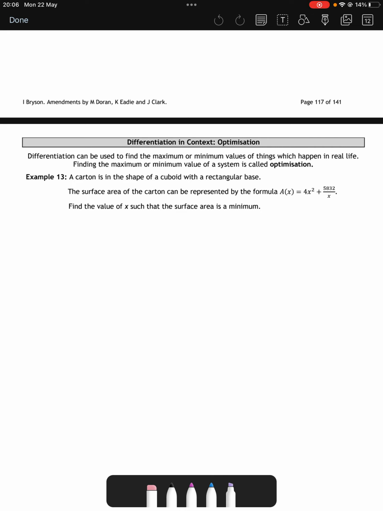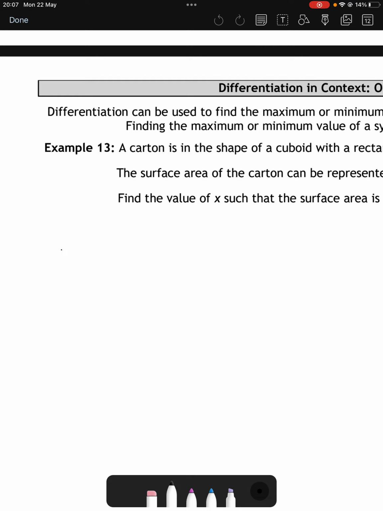In this case, it's talking about shape. So it's saying we've got a surface area of a carton and we want to find the situation that gives us a minimum surface area. Okay, so it's a small surface area we can have. So we know that the surface area is represented by this formula here. And obviously x is representing the sides of the box, for instance.